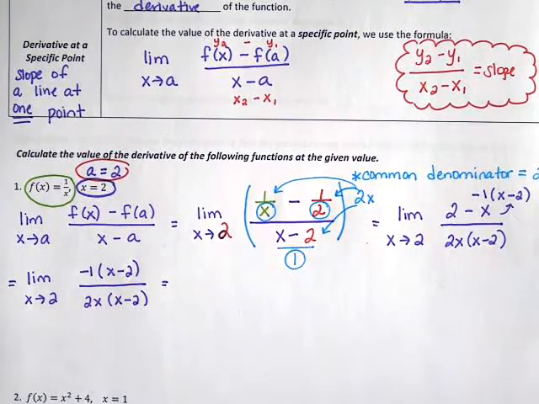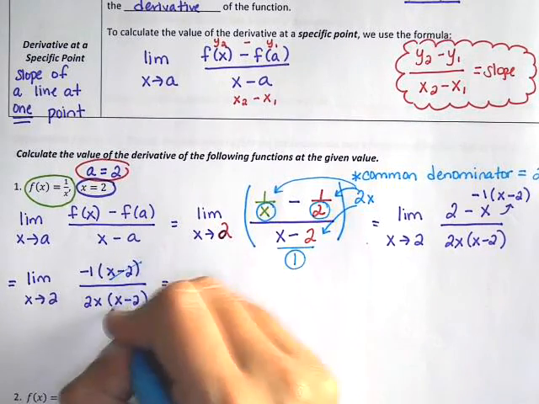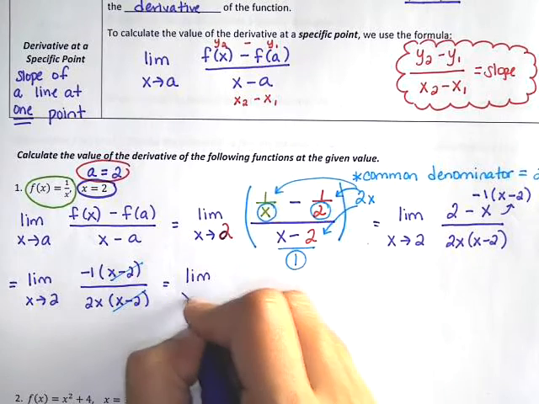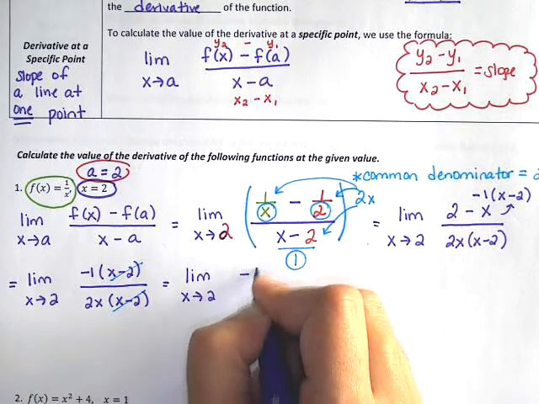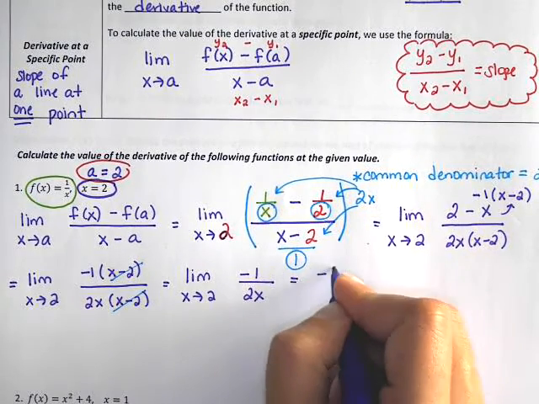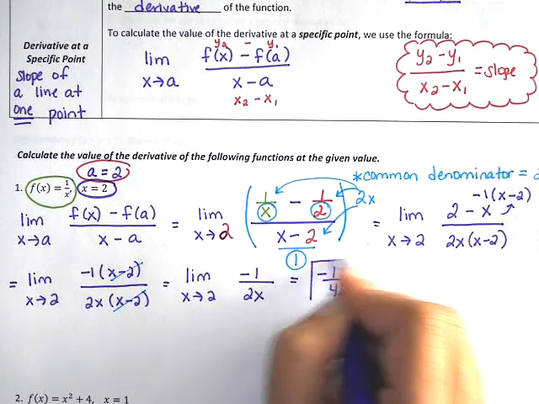So the x minus 2 and the x minus 2 would cancel, which means I would have the limit as x approaches 2 of negative 1 over 2x. At this point, I can actually plug in my number 2, so I would get negative 1/4.